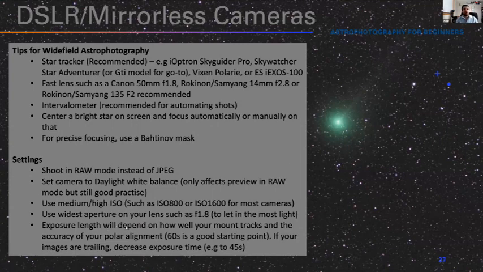So in terms of exposure length for wide field astrophotography with a DSLR or mirrorless camera, you are limited by how well your mount tracks and the accuracy of your polar alignment. If your polar alignment is off, no matter how good your mount is, you are not going to get pinpoint stars. You will get trailing. And if your images are trailing, try decreasing your exposure time.